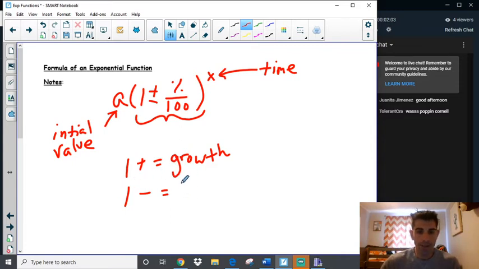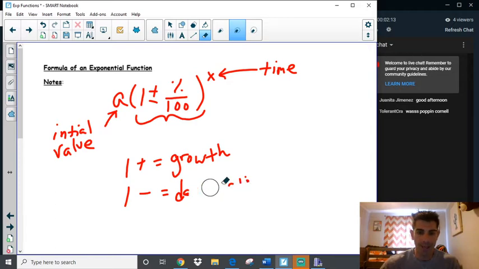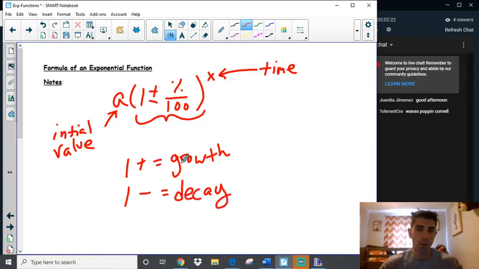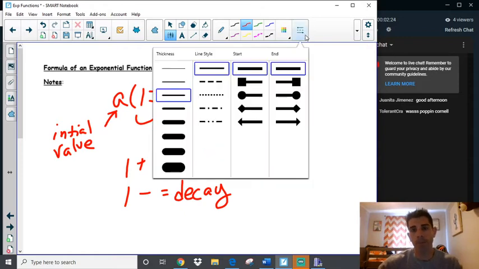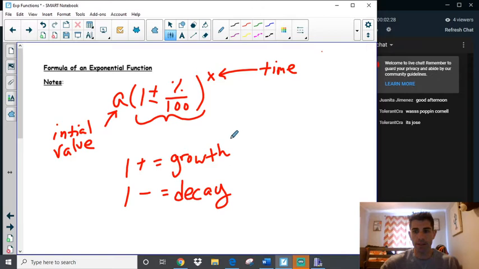Okay, 1 minus, that's going to be your depreciation. Well, let's go back a second then. We're going to call that decay for now. When you're reading a word problem, because 90% of the time when you're using this, that is how it's going to go, 1 plus is going to be a growth, 1 minus is going to be a decay.